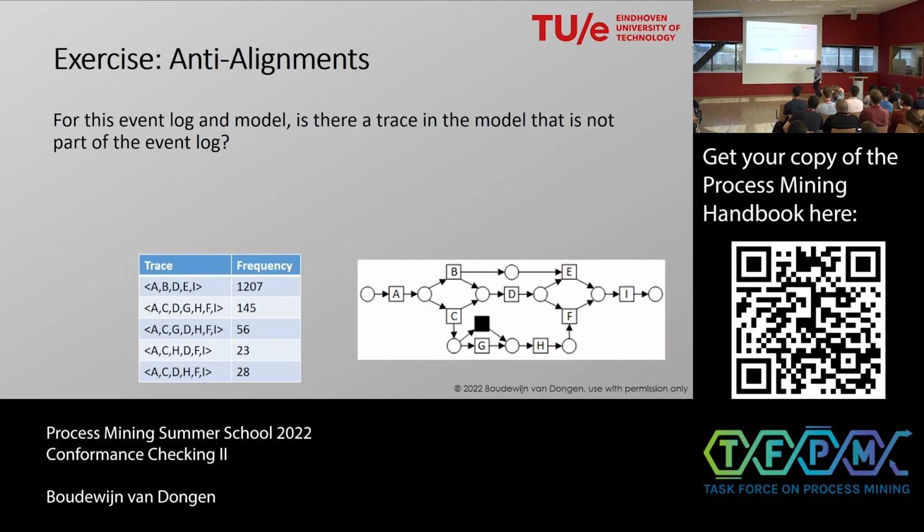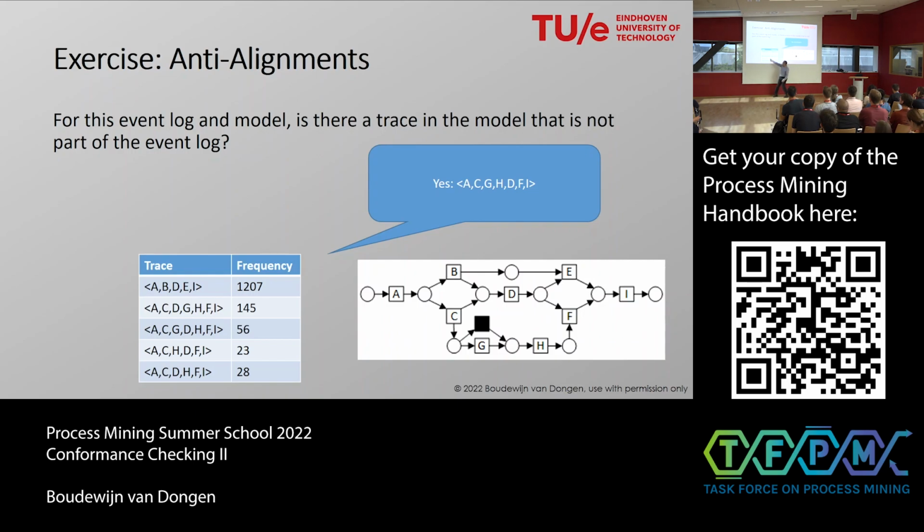No, that is not a trace, because if I fire A and B, then I need to do D as well, and then I get the first trace. The second one: A, firing C, then D, G, H, F, and I. So this is a fitting event log, a fitting model. The last one is A, C, D, H, F, I. Indeed. So A, C, D, G, H, and then D, F, and I.